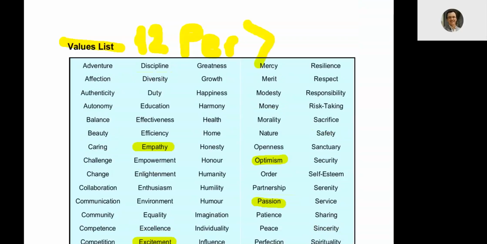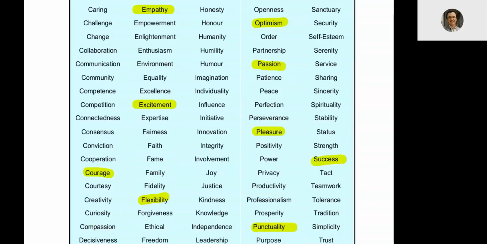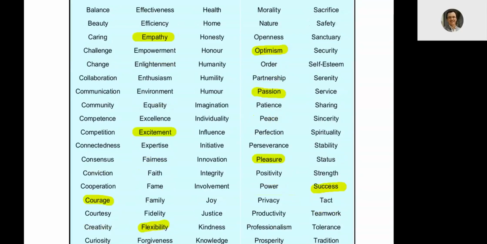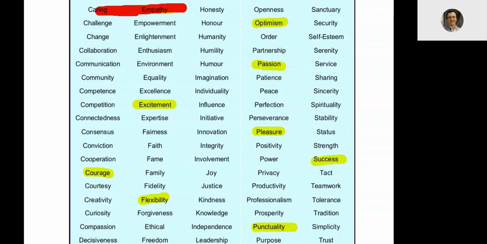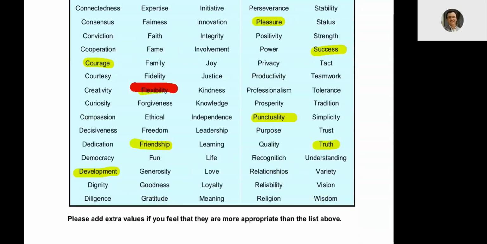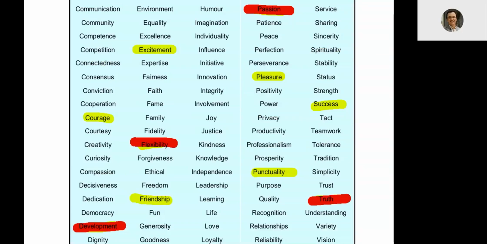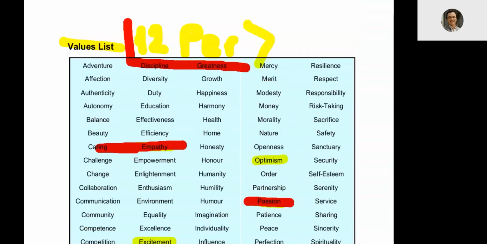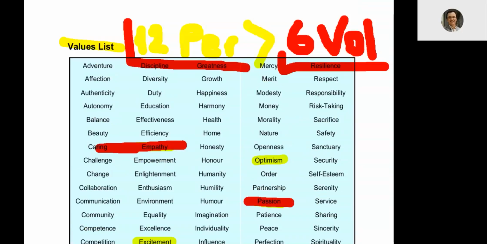What I highly recommend is that after these 12, we choose 6 of them. So empathy will be my first, and then passion will be another, flexibility makes three, then truth, development, and success. Dears, these 12 values affect your life, but the last 6 values rule your life. These are the core values, so they are very important while we are designing our life.